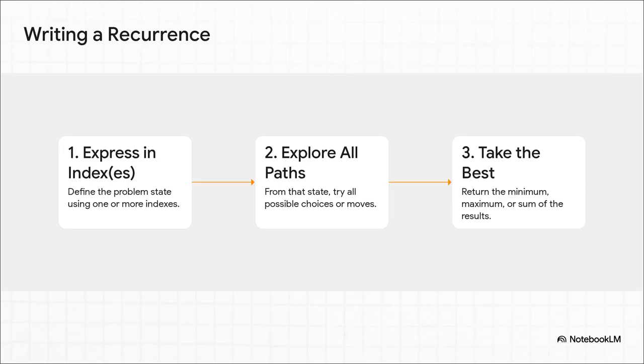You just follow these 3 golden rules. First, you have to define the state of your problem. Usually that just means using an index, or maybe 2 indexes if you're on a grid. Second, from that state, you just explore all the choices you can make. Can I jump 1 step or 2? Do I pick this item or not? And third, based on what the problem asks for, you take the best outcome from those choices. The minimum cost, the maximum profit, whatever it is.